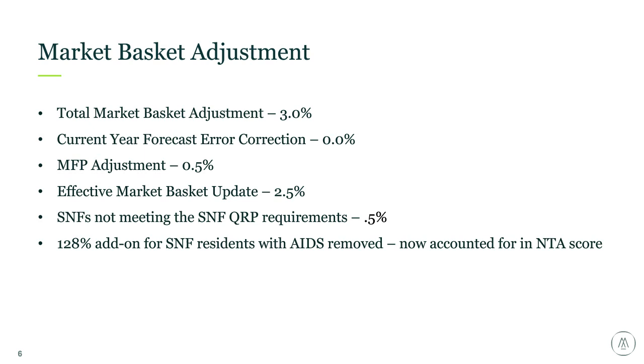Interesting to note, the previous 128% add-on for skilled nursing facility residents with AIDS has been removed, although now when the comorbidity or diagnosis is made for HIV/AIDS, that will be accounted for separately in the non-therapy ancillary and also as an add-on to the nursing component of the PDPM payment. So just to be aware that while it's not happening to the base rate, it is happening within the components of the rate going forward.